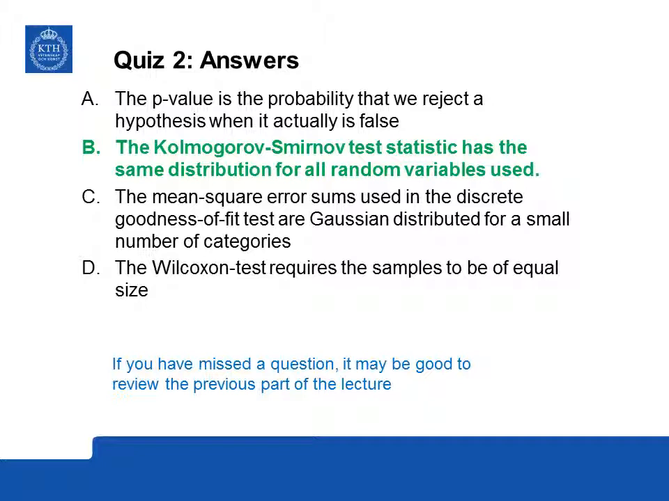And D: the Wilcoxon test does not require sample sizes to be equal for the 2 variables that we compare. So again, if you have missed any questions, it's a good idea to go back and review some of the previous parts of the lecture. And this concludes lecture 5.